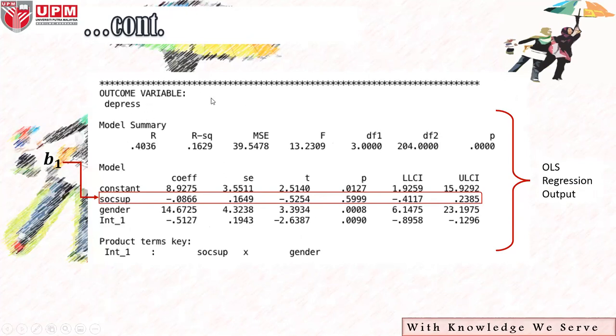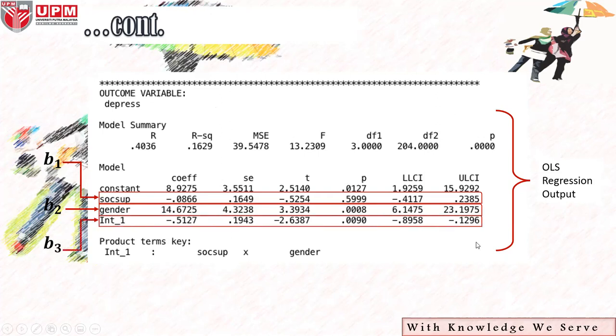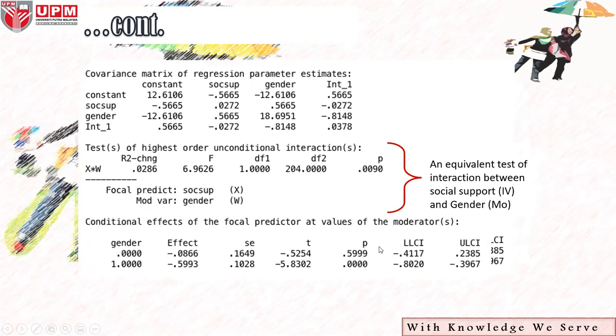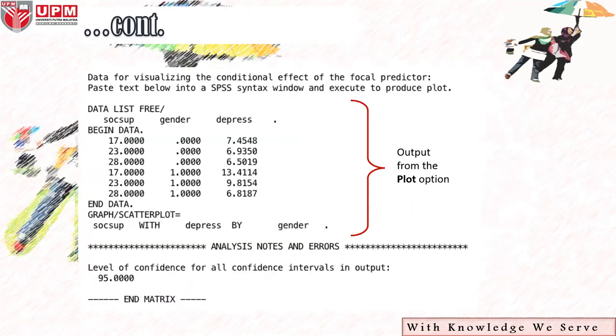Okay, outcome variable depress. So this one we are looking for the value for B1, the first main effect, which is social support, the influence of social support on depression. Next one B2, the influence of gender on depression. So this is the effect result. Next one, the interaction effect. Okay, so B3. Next one, the test of higher order unconditional interaction indicates an equivalent test of interaction between social support and gender.